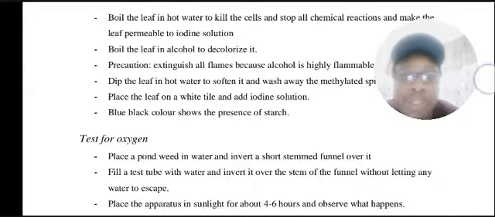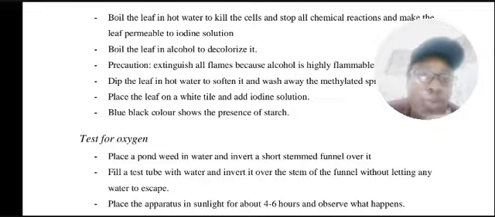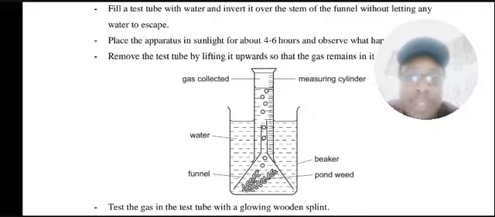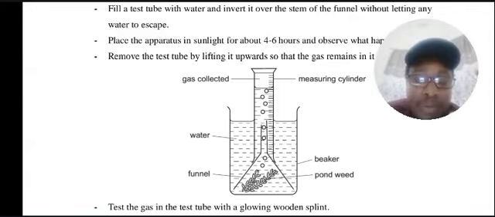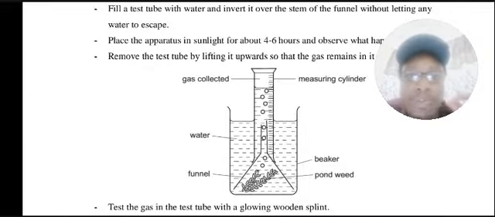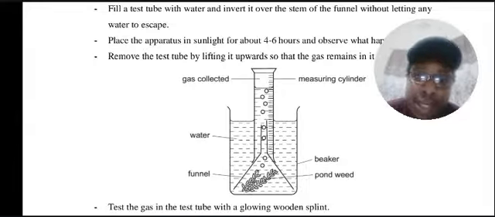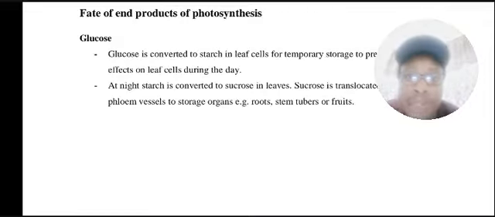Test for oxygen. How do you test? Use a glowing splint. Oxygen will relight a glowing splint. There's an experiment that can be done to collect oxygen from photosynthesis, as shown there, and you can put a glowing splint there. When you remove your inverted test tube there, you can test for oxygen, and the oxygen is supposed to relight a glowing splint. So this experiment can be done to collect oxygen, again showing that oxygen is produced during photosynthesis, and the oxygen can be tested using a glowing splint, wooden splint.